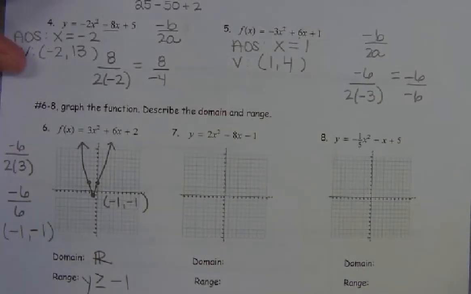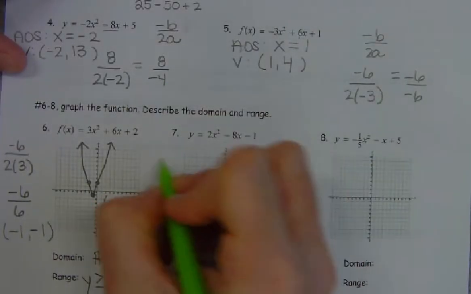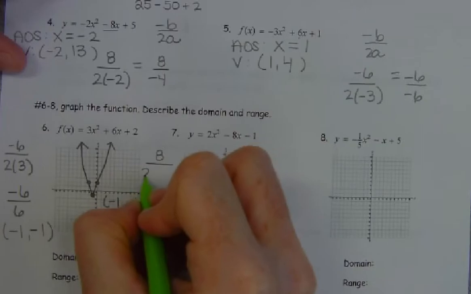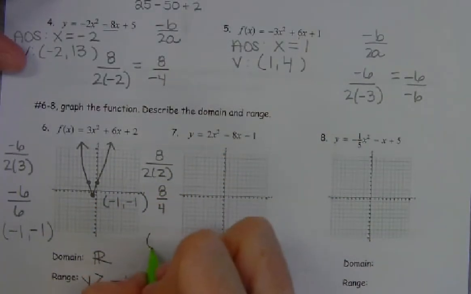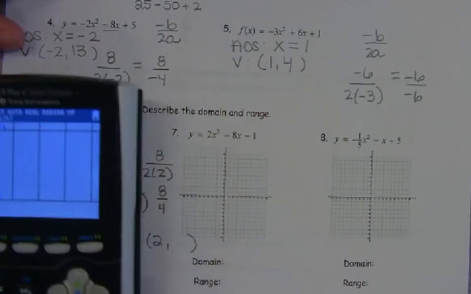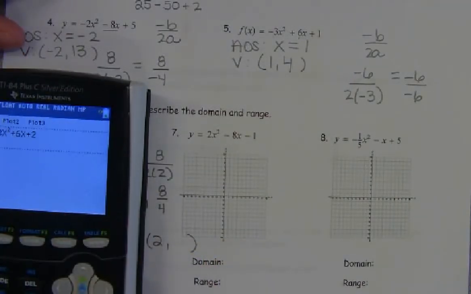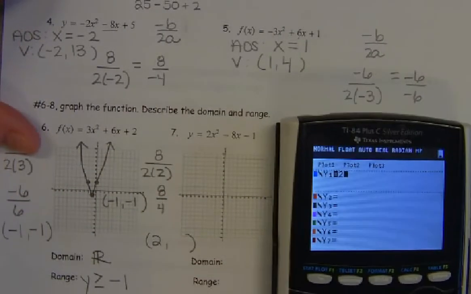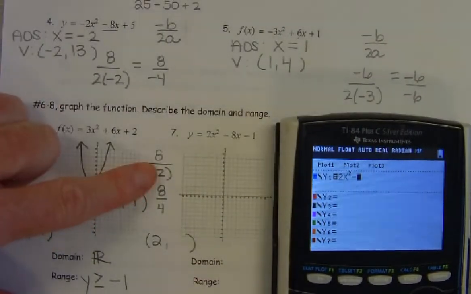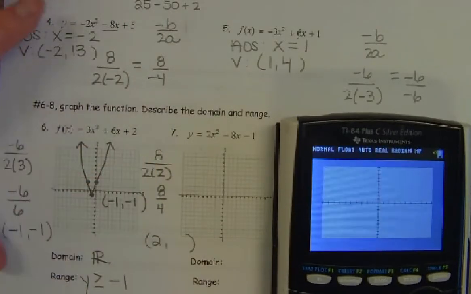So let's try another example. The opposite of b will be +8 over 2 times 2. 8 over 4 is 2. So my vertex is going to be 2 something. So I'm going to plug this in here, and I'm going to plug in 2x squared minus 8x minus 1, and I'm going to hit graph.